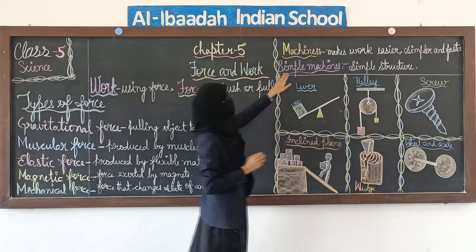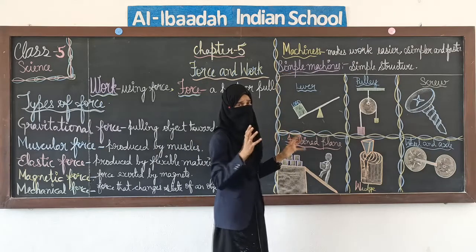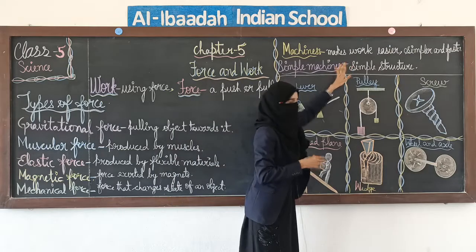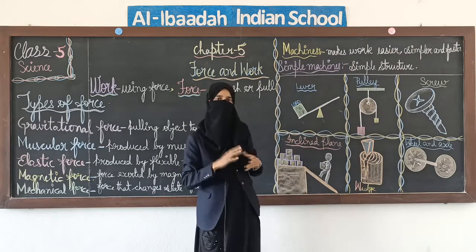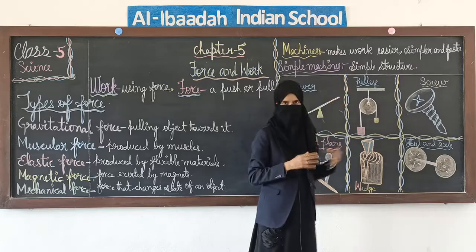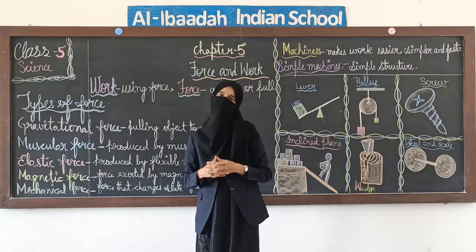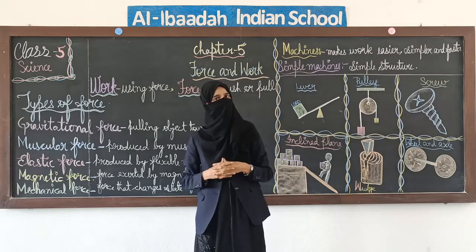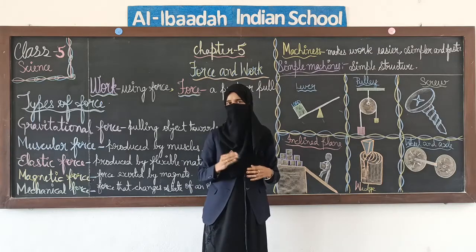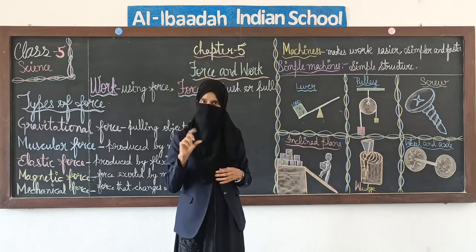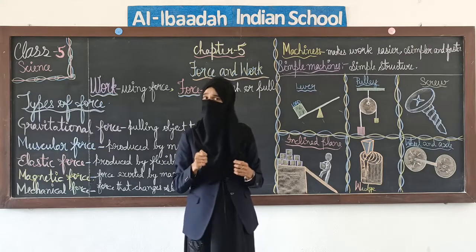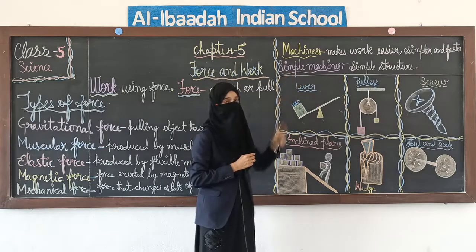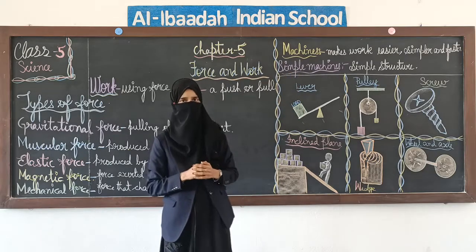Next, simple machines. There are some simple machines which follow a basic principle and are made up of a simple structure. Which simple machines do we use at home? Can you guess? They are nail cutters, knives, and scissors. All these are simple machines which we use in our daily life.